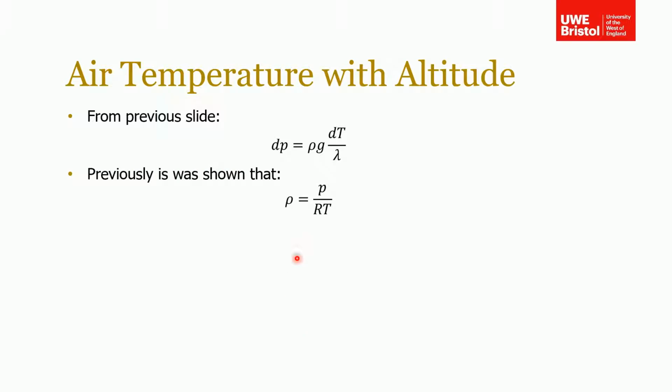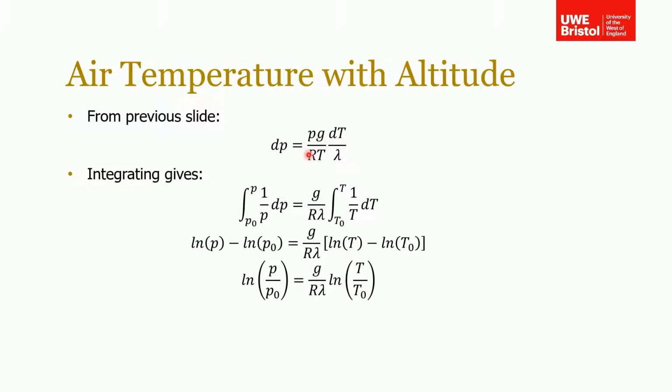And we also showed that the density is also related to the pressure and temperature from the ideal gas laws. And so again, go back and look at how I did that, remembering that R in this instance is the specific gas constant and not the universal gas constant. So if we substitute rho into this equation, we now have this expression where the change in pressure is equal to pressure times gravity over RT times the change in temperature with respect to the lapse rate. So we can rearrange this and integrate it now.